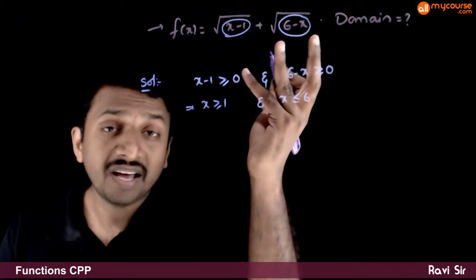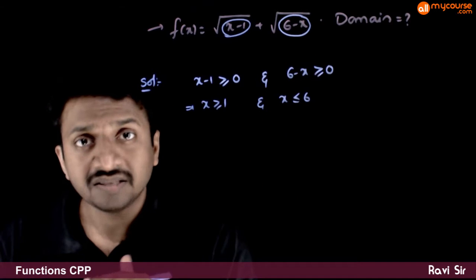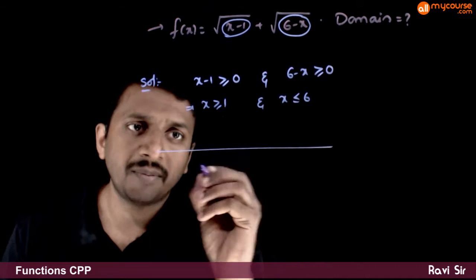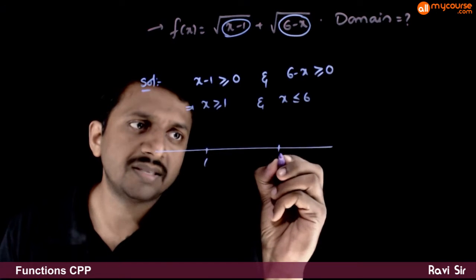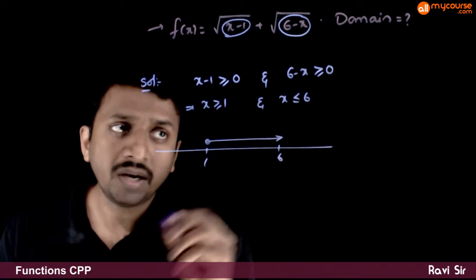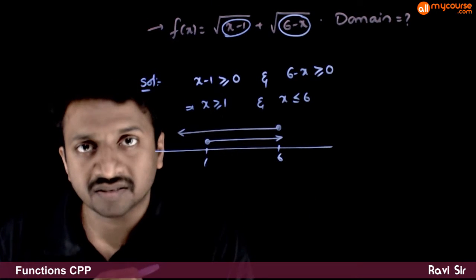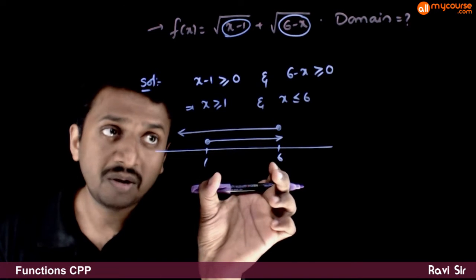So for this f of x to be defined, this condition x greater than or equal to 1 should be satisfied and this condition has to be satisfied. Both these conditions have to be satisfied. So if you draw the real number line, this is 1, this is 6. My x has to be greater than or equal to 1 and x has to be less than or equal to 6.